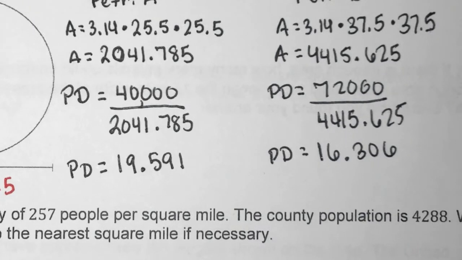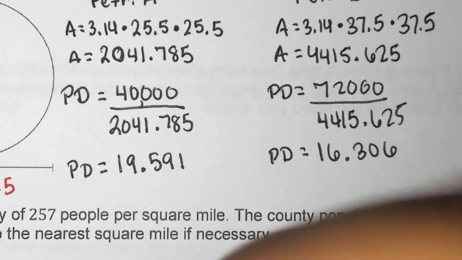There you go. So basically, what it's saying is, in petri dish A, which is the smaller one, in every square millimeter, you're going to have a little bit more than 19 bacteria. In petri dish B, you're going to have a little bit more than 16 bacteria in every square millimeter of space in that dish. So, obviously, which one is more dense? A.